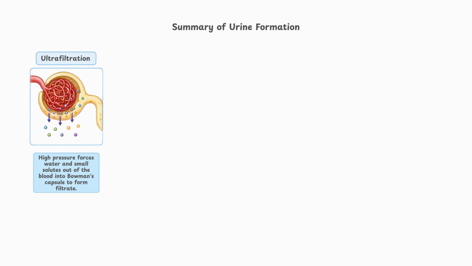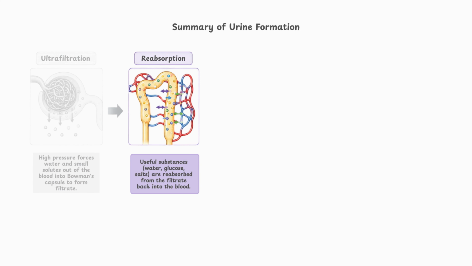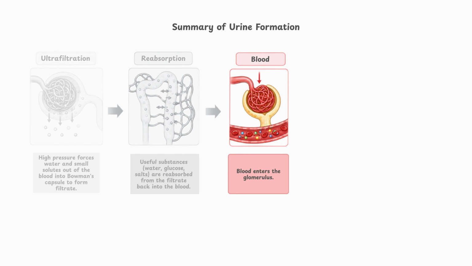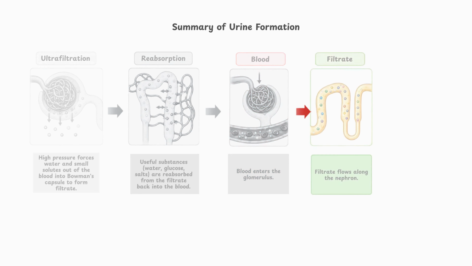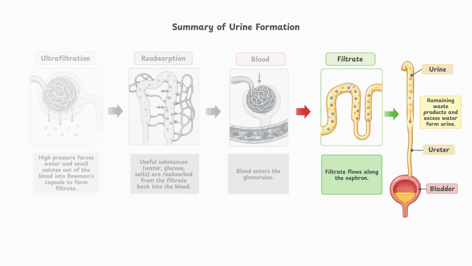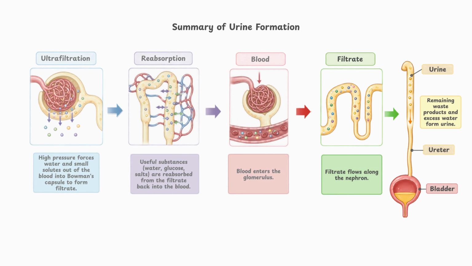Let's summarize how urine is formed. First, ultrafiltration produces the filtrate inside Bowman's capsule. Next, useful substances including glucose, salts, and water are selectively reabsorbed into the bloodstream. Finally, waste products such as urea, together with excess water and salts, remain in the filtrate and become urine. This remarkable process keeps the blood clean while maintaining the correct balance of water and dissolved substances.